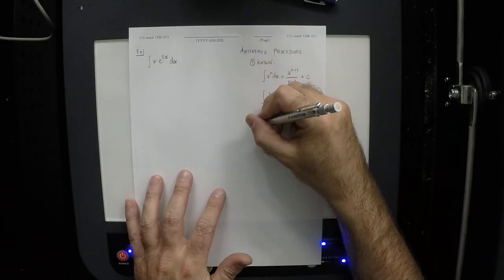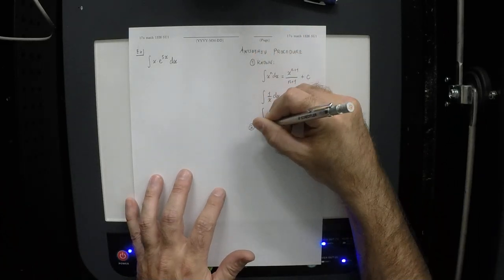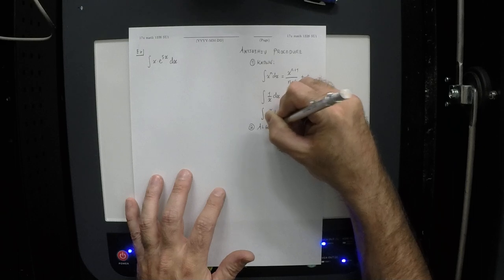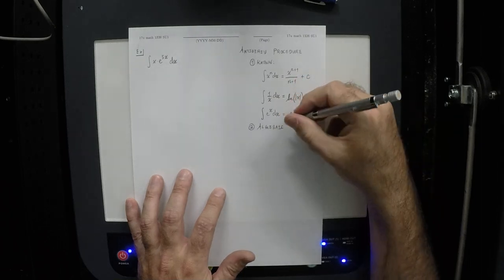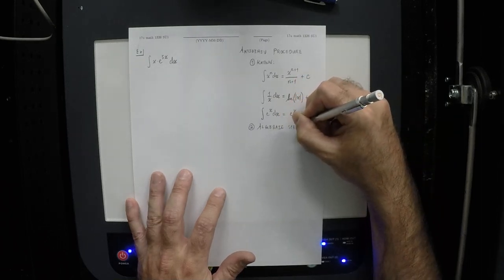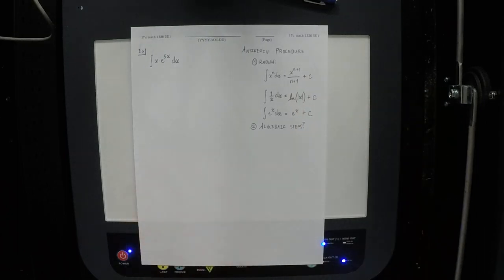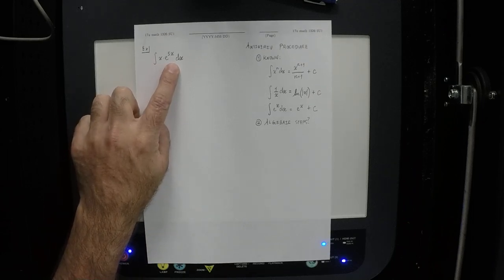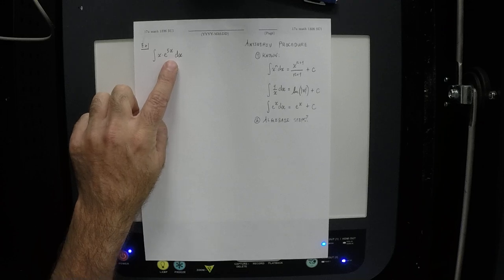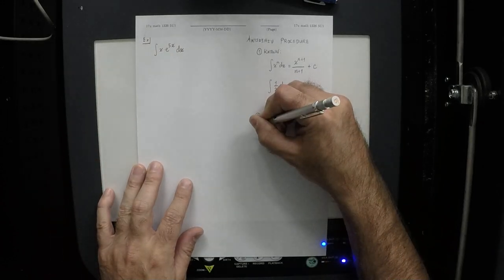The next step in the antiderivative procedure is, can you do some kind of algebraic manipulation? So can you perform a sequence of algebraic steps to make it be one of the known ones? And the answer in this case is no, because you just can't algebraically simplify the product of a polynomial and an exponential. There's nothing to do. Okay? So, if you can't do any algebraic steps, what's the next thing you check?